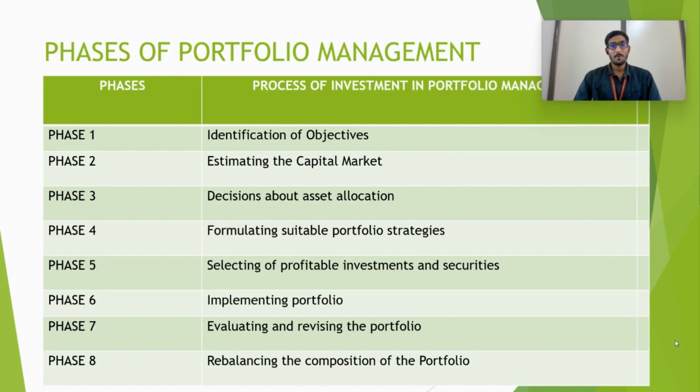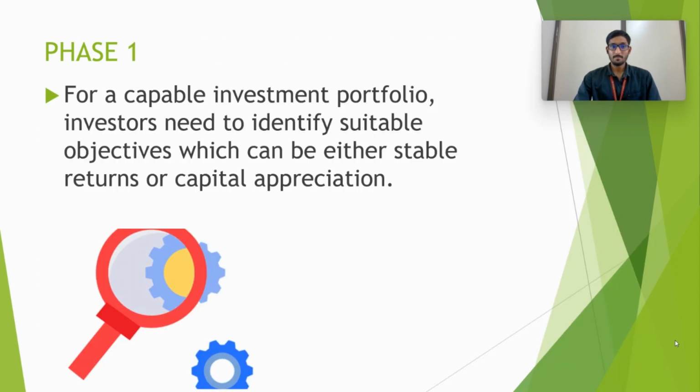These are the processes of portfolio management. The first step is identifying the objective, which proceeds with estimating the capital market and then the decision about asset allocation. The fourth one is formulating suitable portfolio strategies, then selecting profitable investments and securities, implementing the portfolio, and evaluating and revising the portfolio, which is called rebalancing the composition of the portfolio.